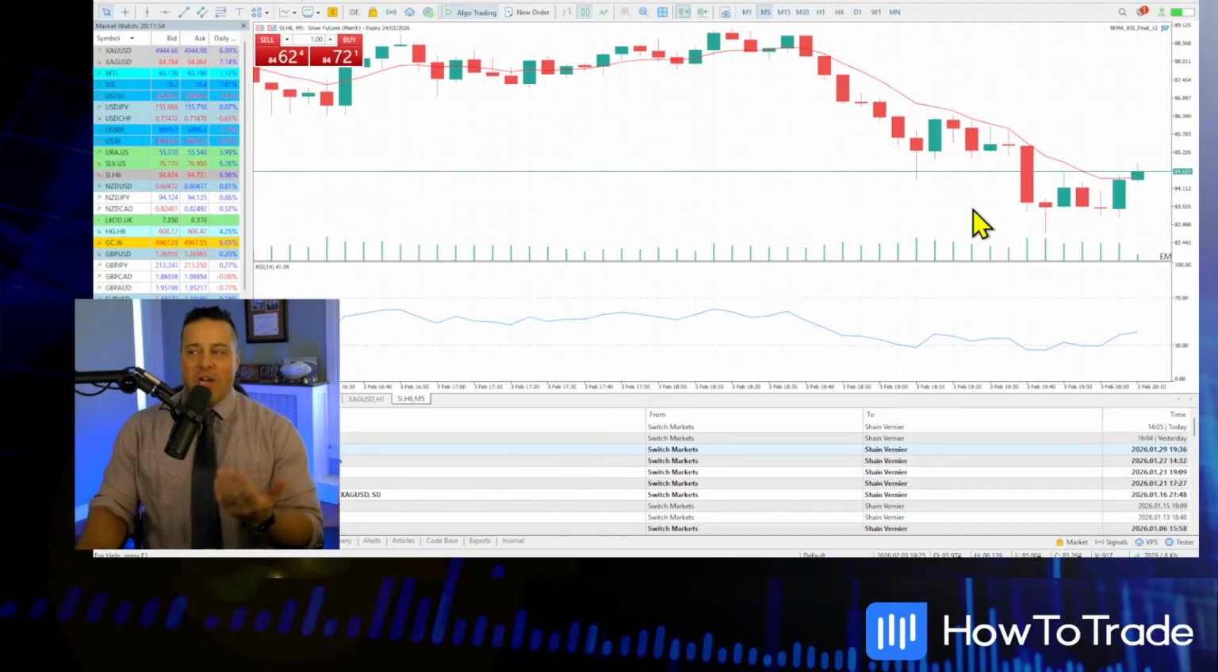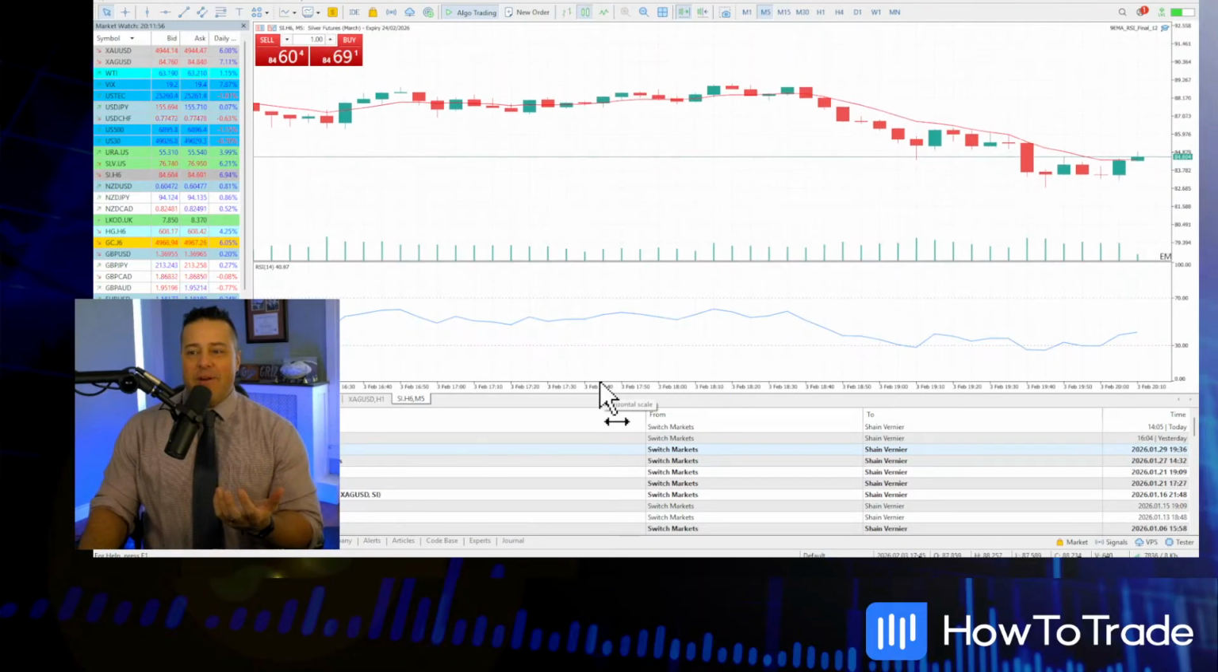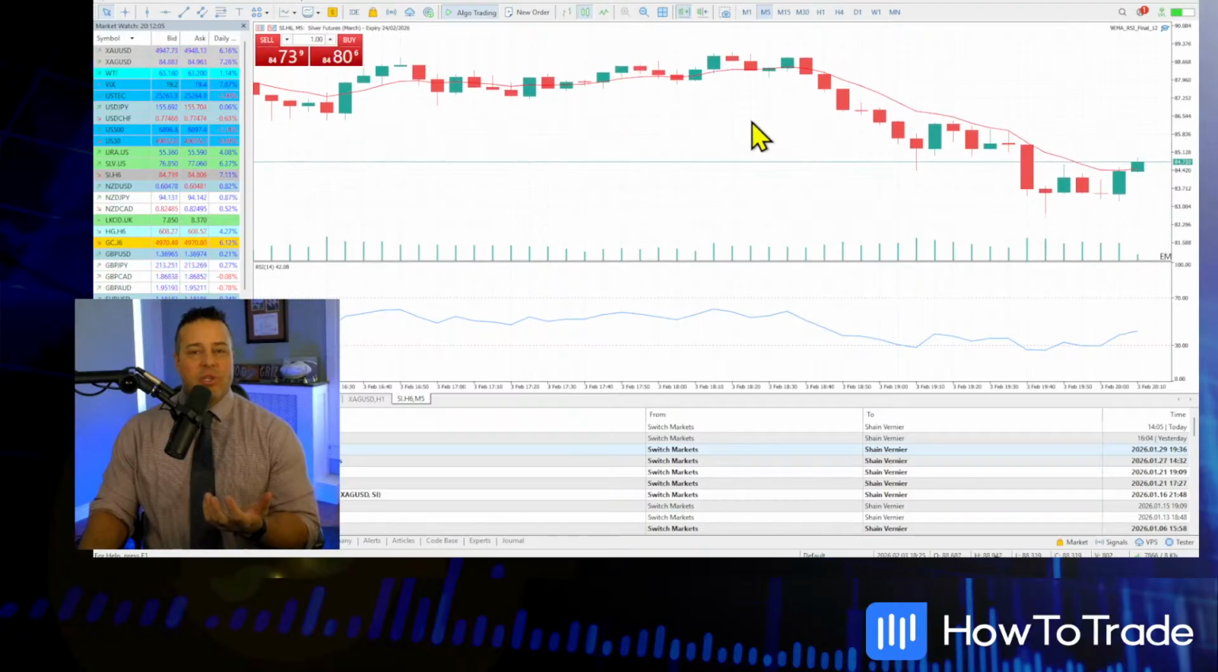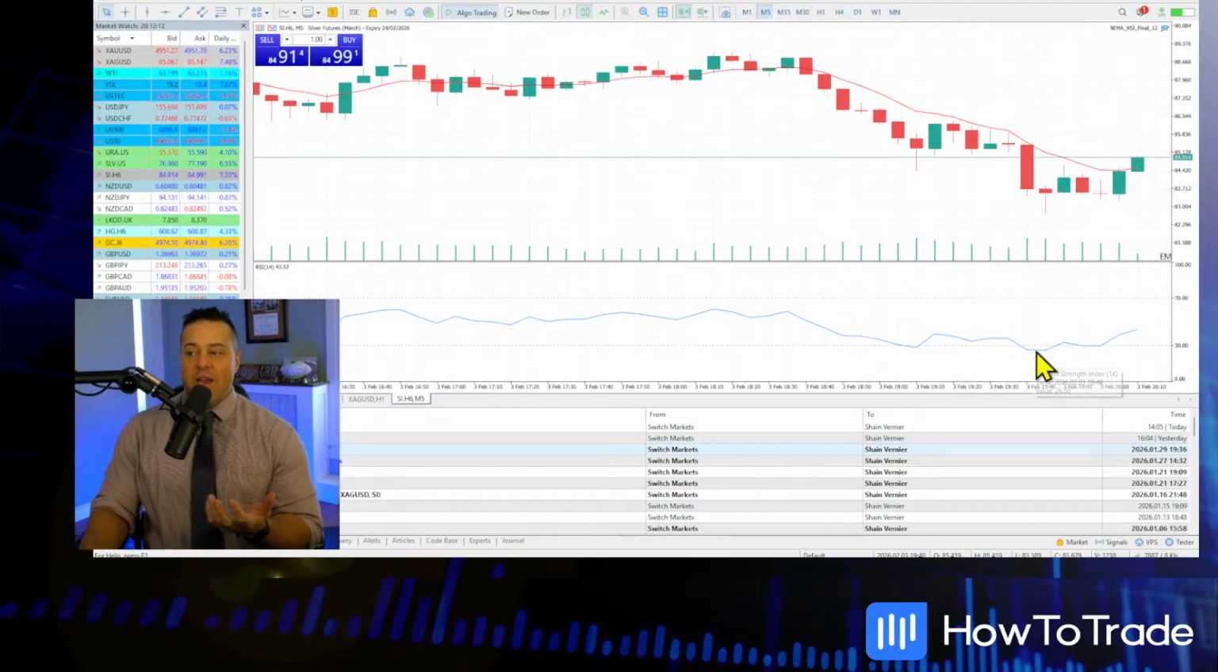All right, so I'm sort of watching this one out of the corner of my eye. What we have here is one of the strategies that we're going to be promoting in the near future. This is the 9 EMA crossover strategy. Essentially, you sell when price crosses under the 9 EMA, and you buy when price crosses over the 9 EMA. We're going to use our RSI to tell us when to sell, when we're over 70, and when to buy, when we're under 30.